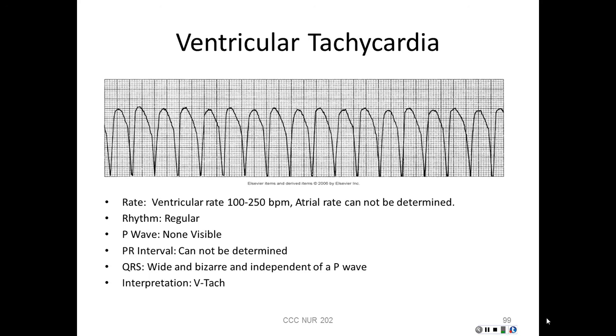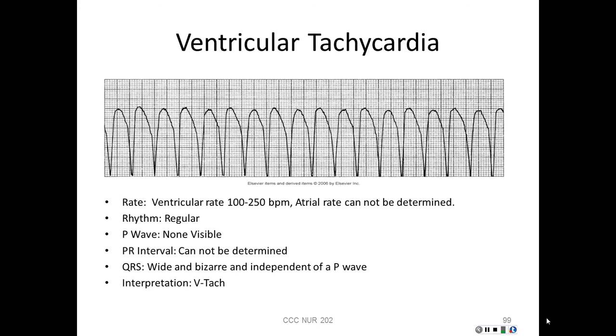Etiology, it's usually from increased automaticity or a reentry mechanism. Typically, it's caused from ischemia, heart disease, MI, cardiomyopathy, hypokalemia, or decreased magnesium levels. You can see this if someone's had an MI and they have a ventricular aneurysm. Drug toxicities can cause these type of problems as well.